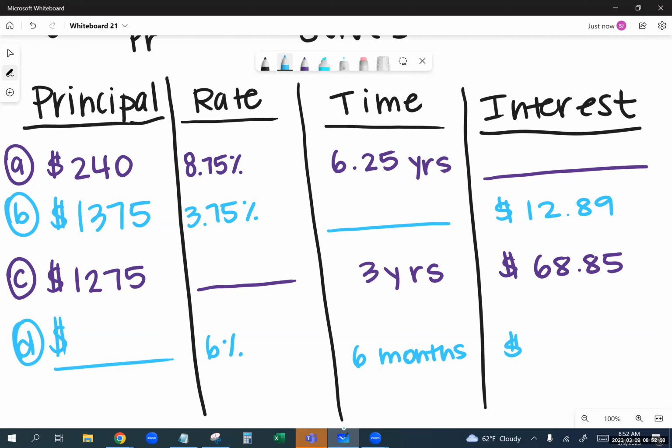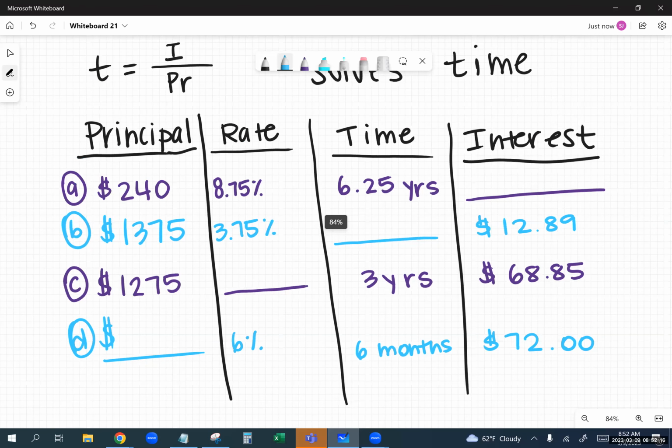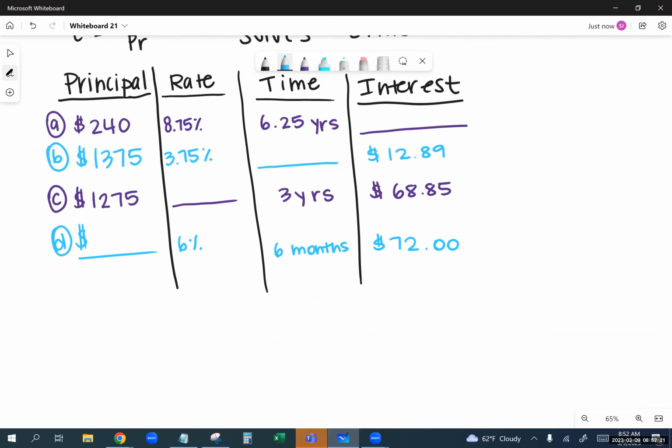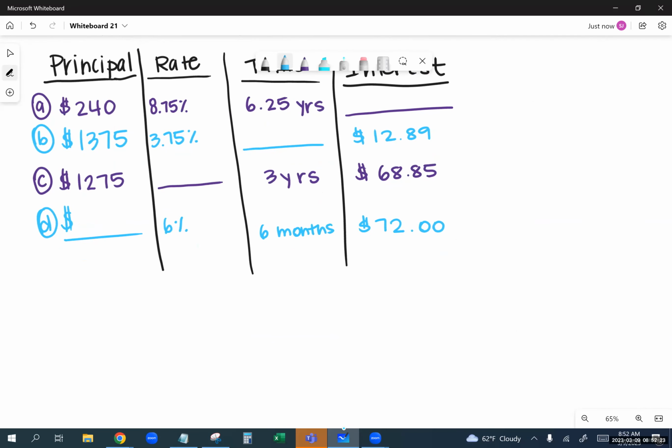Really? $72. Now let's do the actual work. I'm going to have to zoom out, make my marker bigger. Oh.